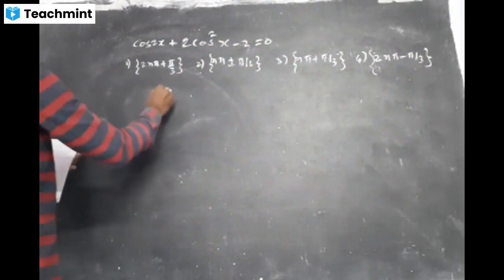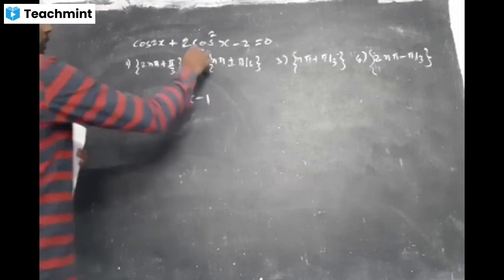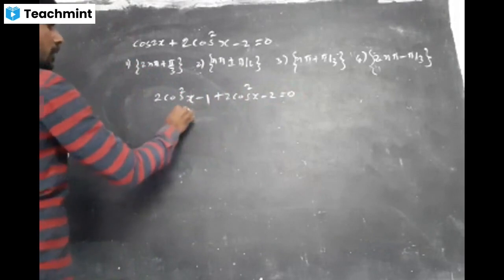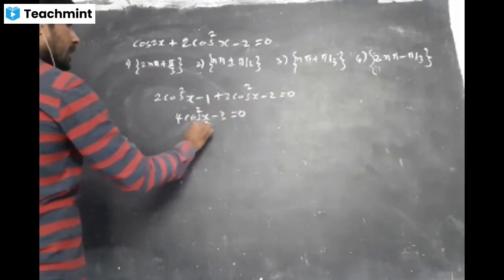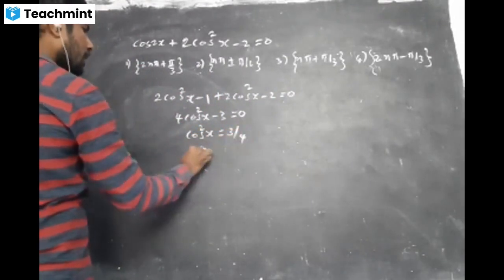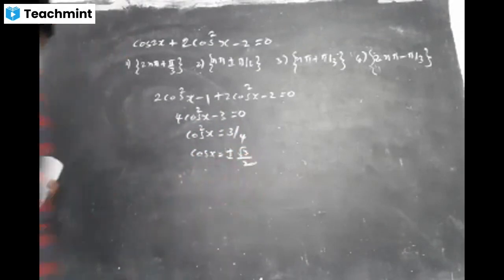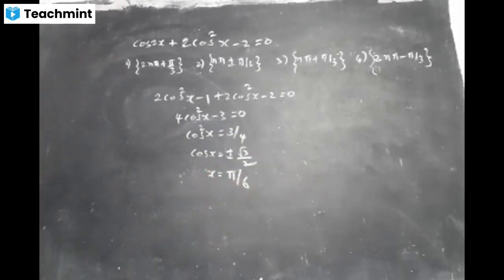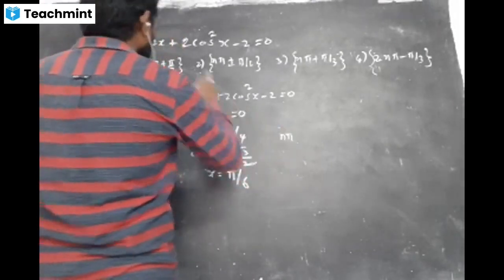Here the given question is 2 cos square x minus 1, using the cos 2x formula, plus 2 cos square x minus 2 is equal to 0. So 2 plus 2, 4 cos square x minus 3 is equal to 0. Cos square x is equal to 3 by 4. Cos x is equal to plus or minus root 3 by 2. That value is x is equal to pi by 6. Which angle? Pi by 6.